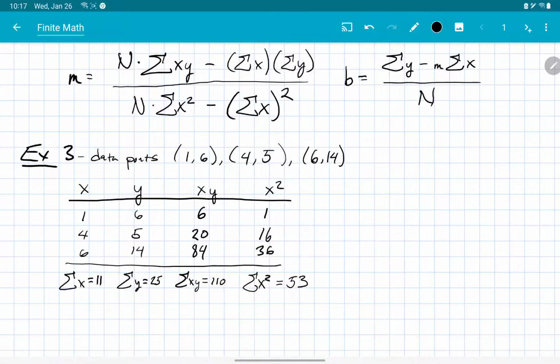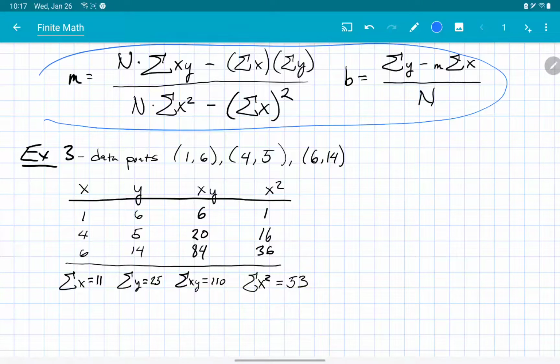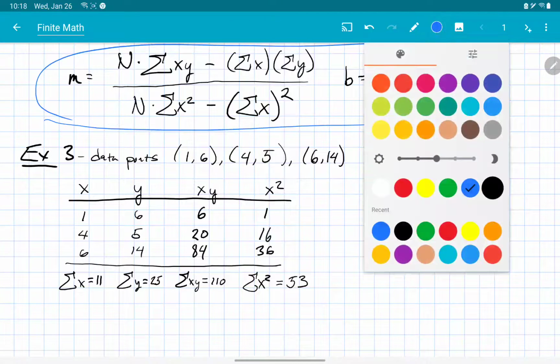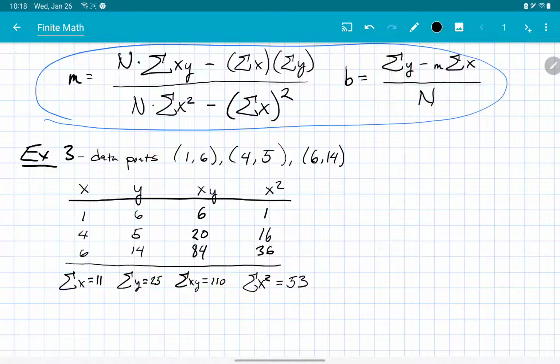Okay? So now I have all of the things I need in order to use the formulas which are up here. Okay. So now, if I want to find m, I'm ready to go. M is equal to, the numerator I start with n. N is the number of data points. So that's a 3.